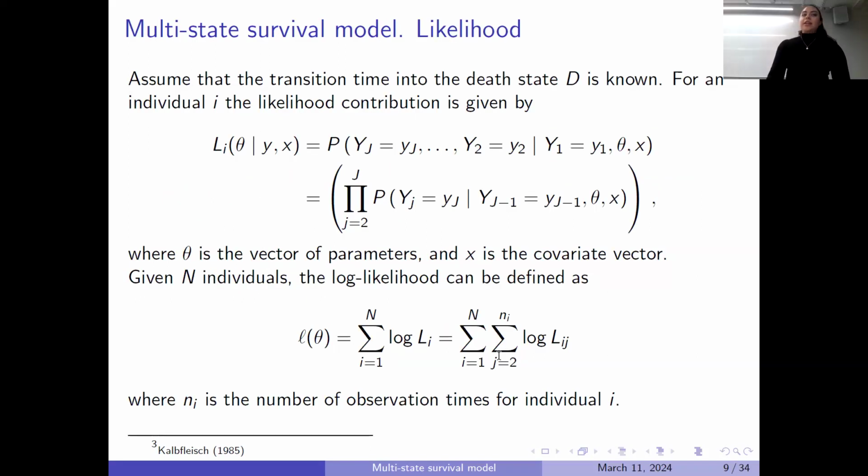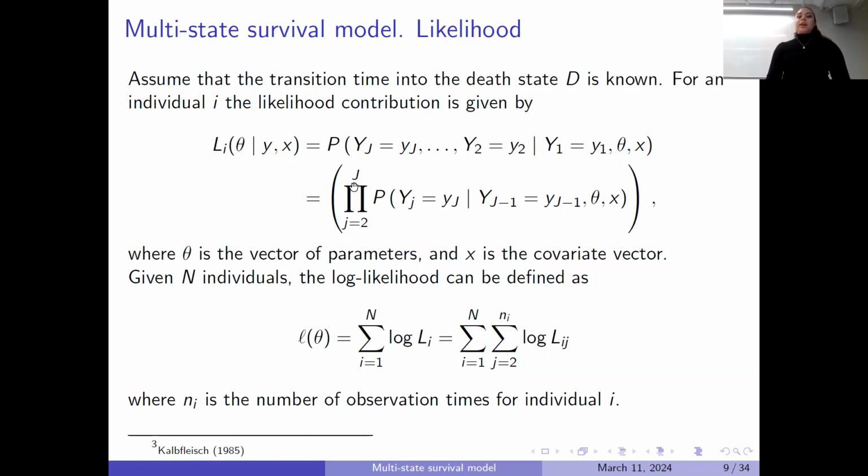So how does the likelihood look? We have an observed trajectory for an individual i. So we have the joint probability of that observed trajectory conditional on the first state, the parameter vector and the covariates, and that can be decomposed as a multiplication of conditional probabilities. So basically what we saw 3 slides before.